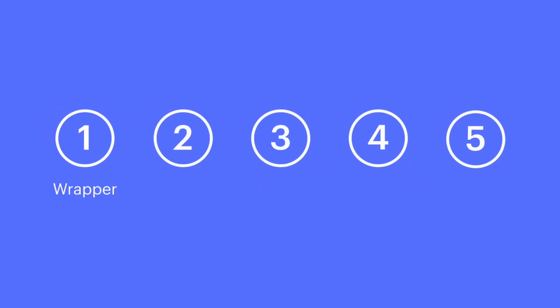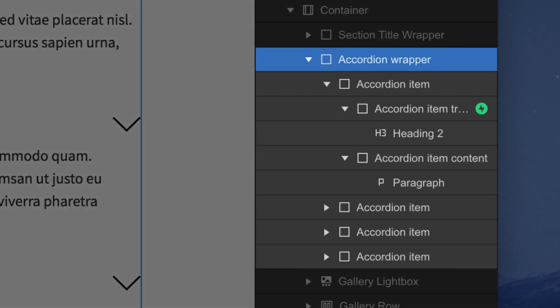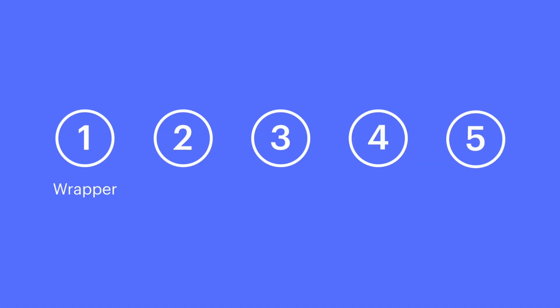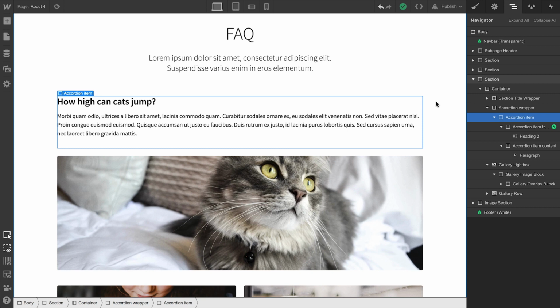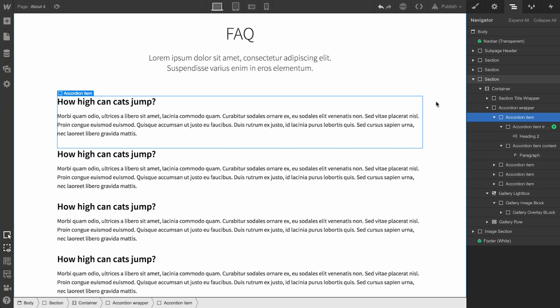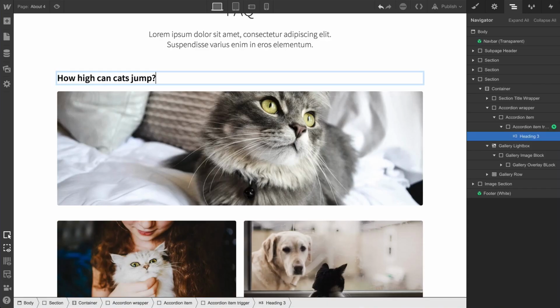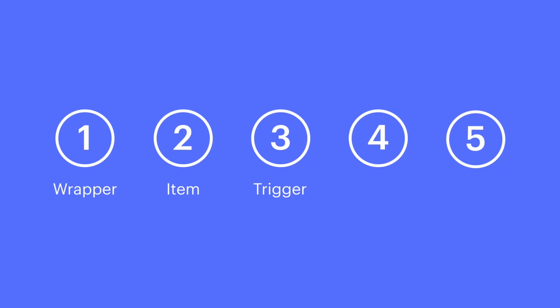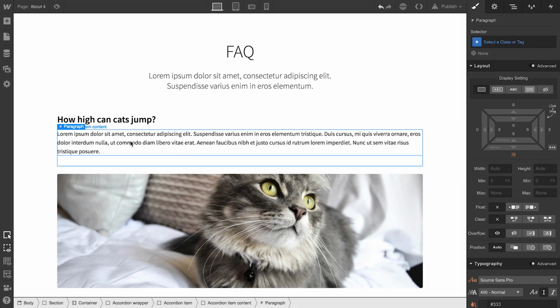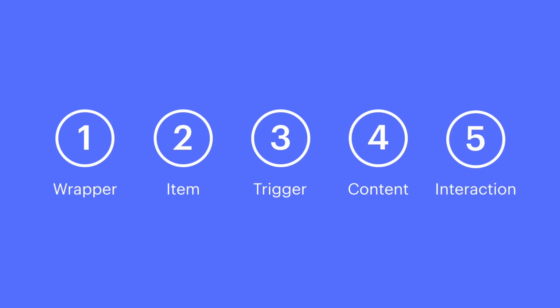But here's what we're going to build today. One, we'll create an accordion wrapper, which we'll use to hold all our questions and answers. Two, we'll create an accordion item, which is the parent to the question and answer. This is what you can later duplicate and add more to your FAQ. Three, we'll create the accordion item trigger, which is the question. Four, we'll create the accordion item content, which holds the answer. And finally, five, we'll create interactions for each of these.